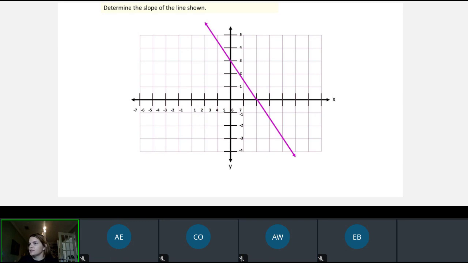Let's go ahead and try this one. Here's a pretty point. Here's a pretty point. Remember, I'm going to start on the left side of my graph. So I'm going to go down 3. So that's going to be -3 on the top. And then right 2. So we get -3/2.